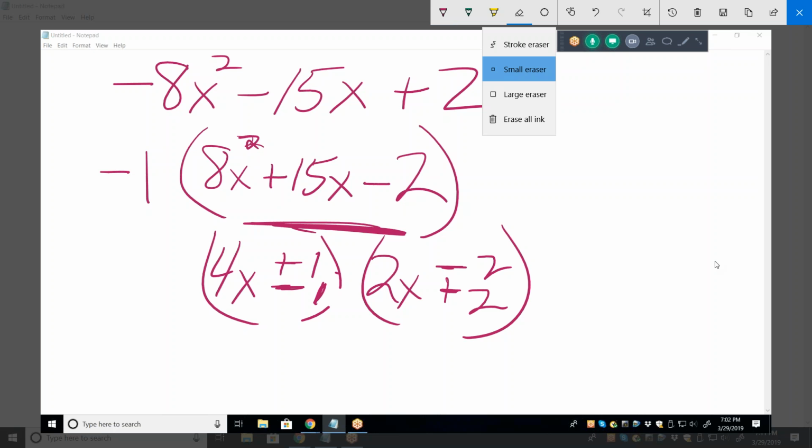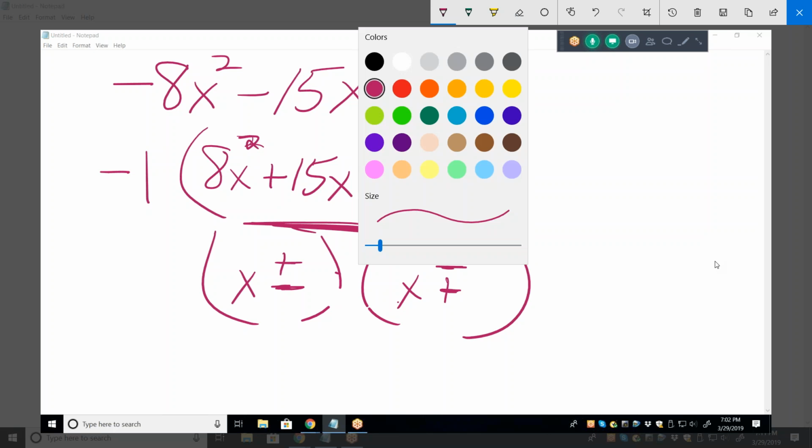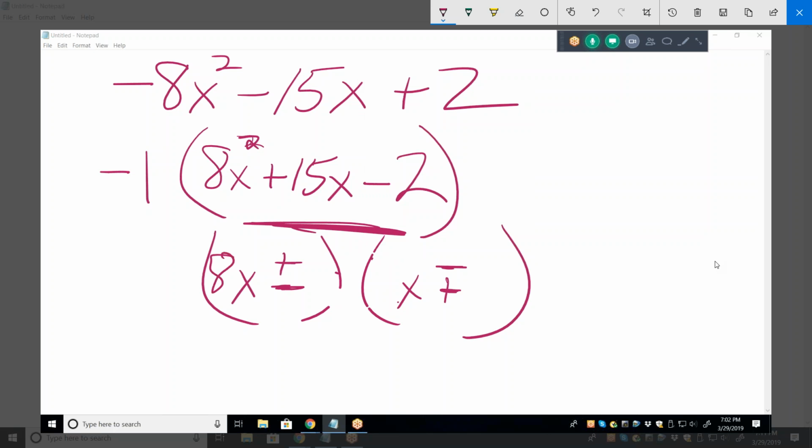So now what does that tell us? Now where are we at? It means that the factors of 2 don't work. Remember, there was another way to factor 8x squared. So it would be 1 and 8. So 8x times x is 8x squared. And now we can begin to see that we're going to get close to 15.